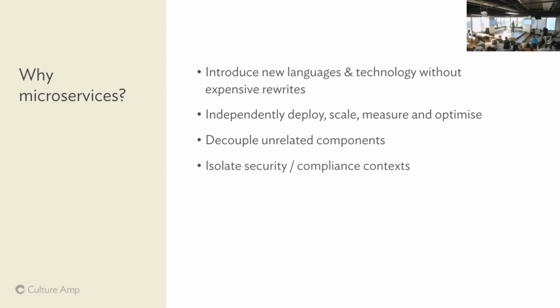PCI DSS, SOC 2, GDPR, these are all horrible acronyms that relate to compliance and security certifications. They're something you often don't need early on. But again, as things get more complex and you're dealing with sensitive data, you find that you do need at least some of these compliance levels to do business. And it can really slow you down. It slows down building software, it slows down running systems.